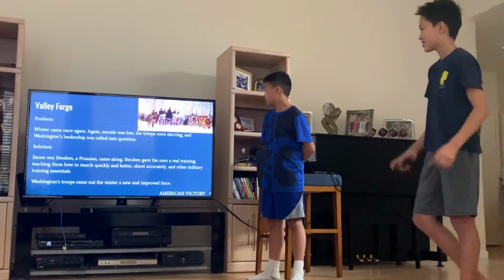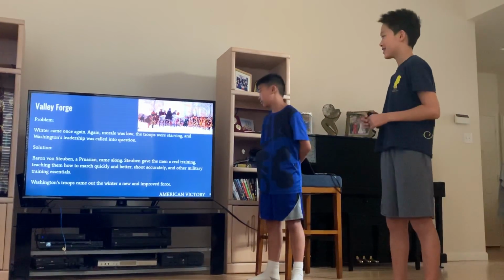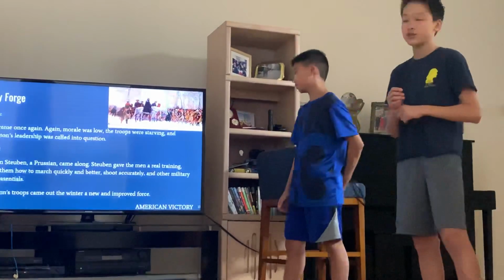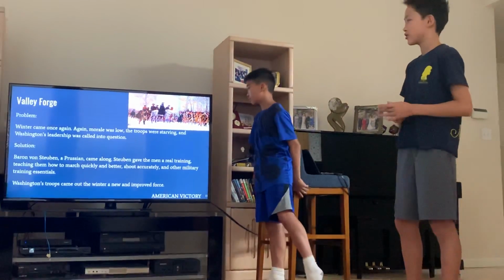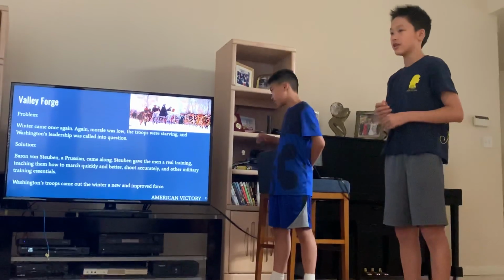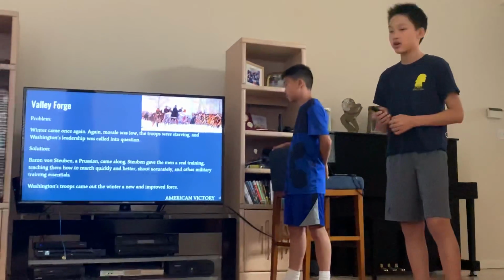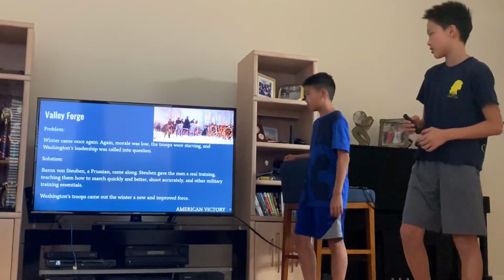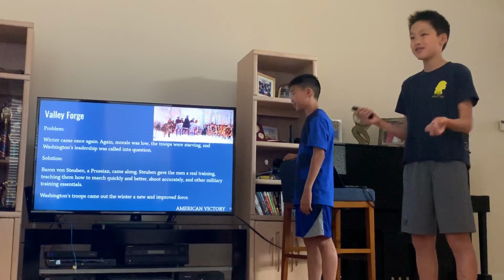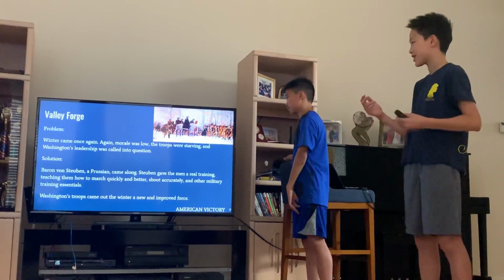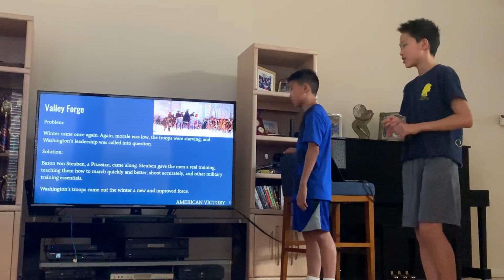Okay, so winter had come again, and this time George Washington's troops were at Valley Forge. The troop morale was low, and the troops were starving, and Washington's leadership was again called into question. Solution, well, not really a solution, it was just pure luck. Baron von Steuben, a Prussian, came along.